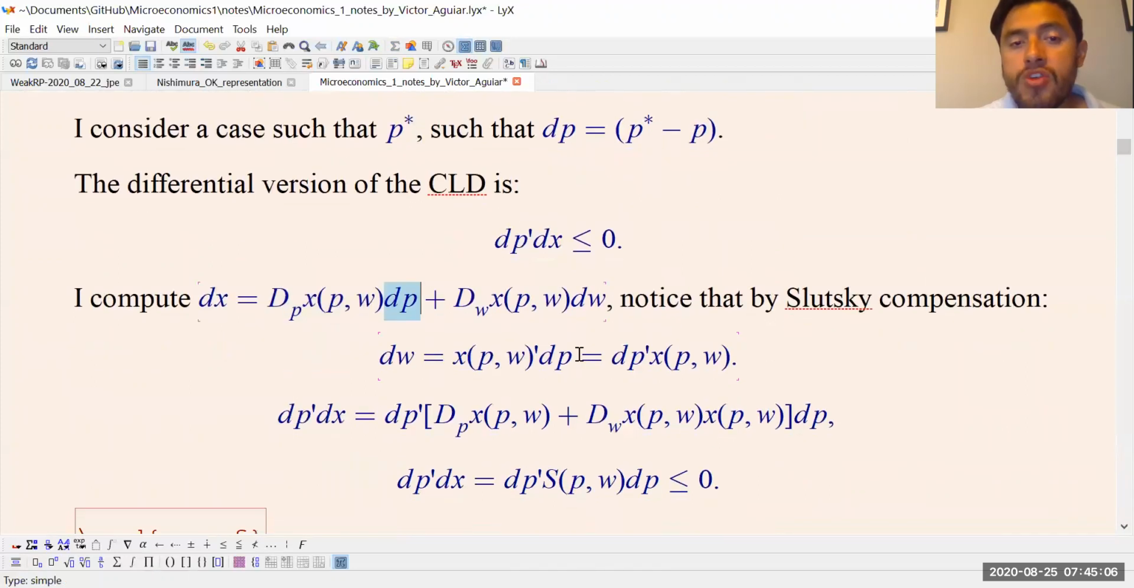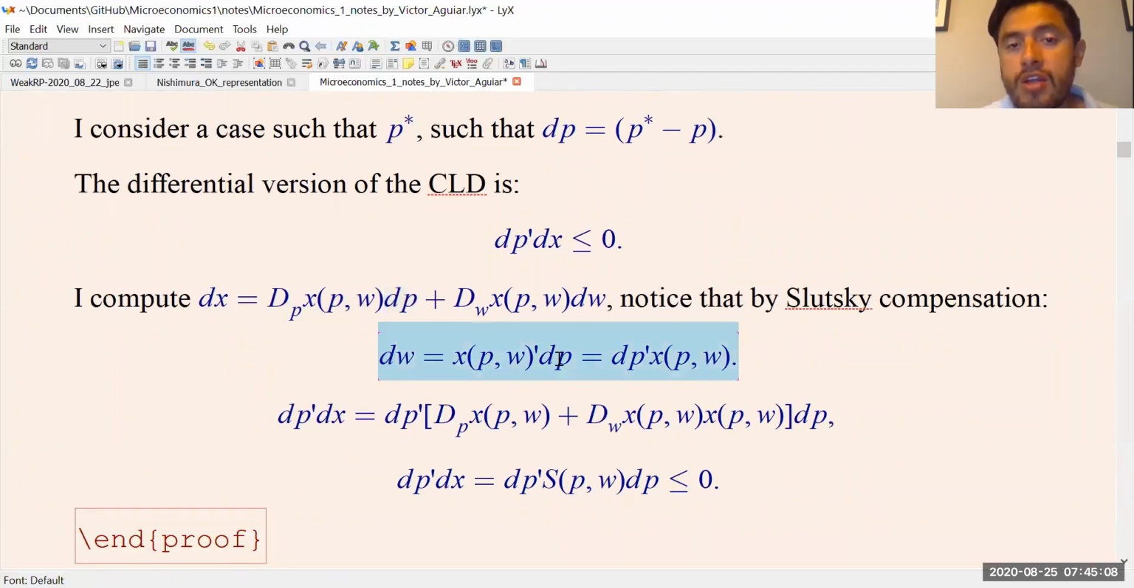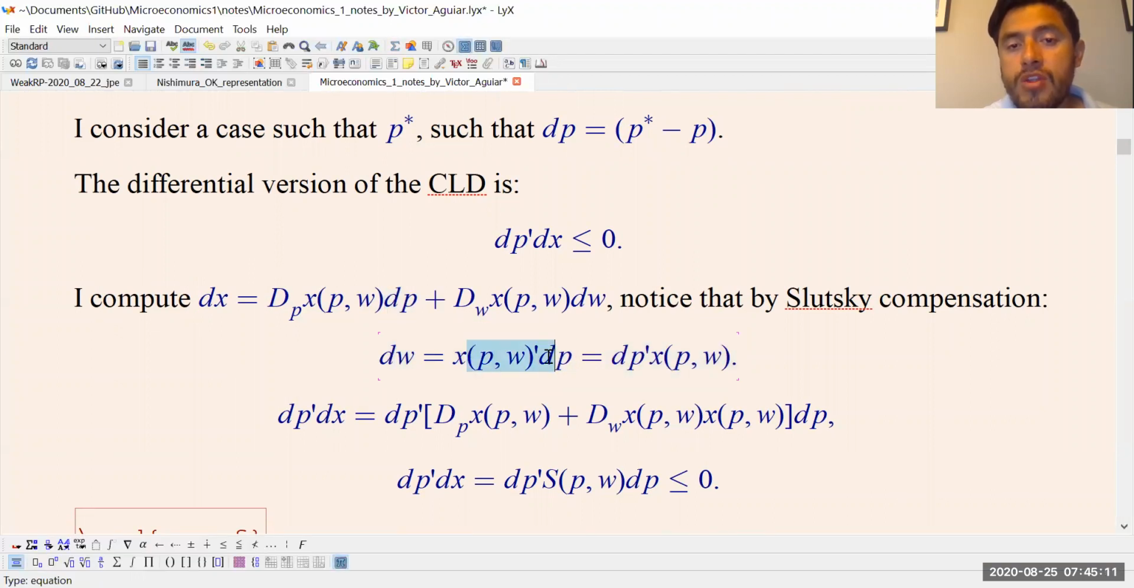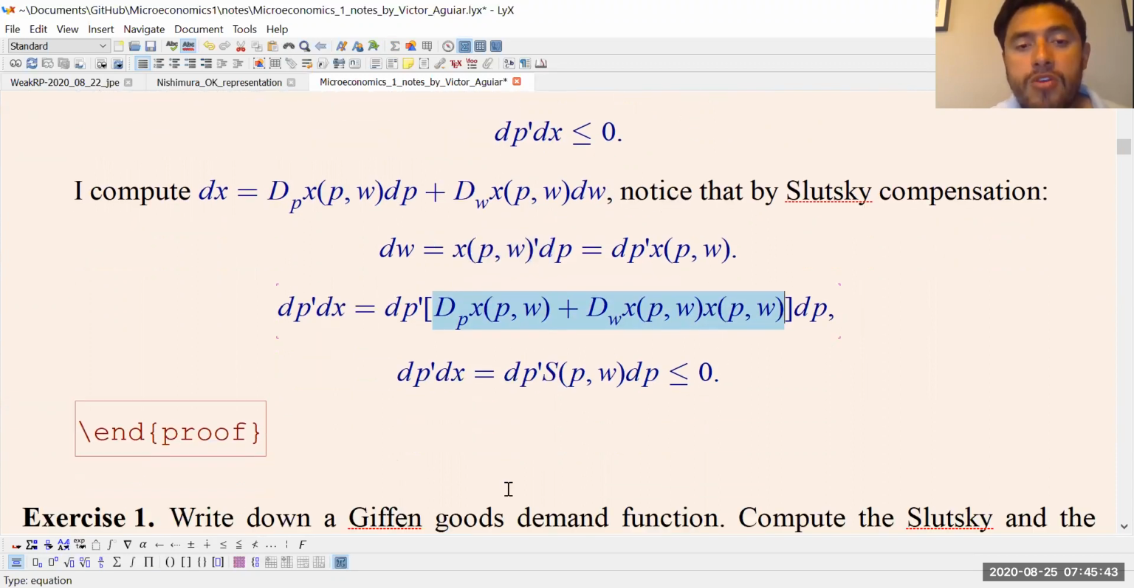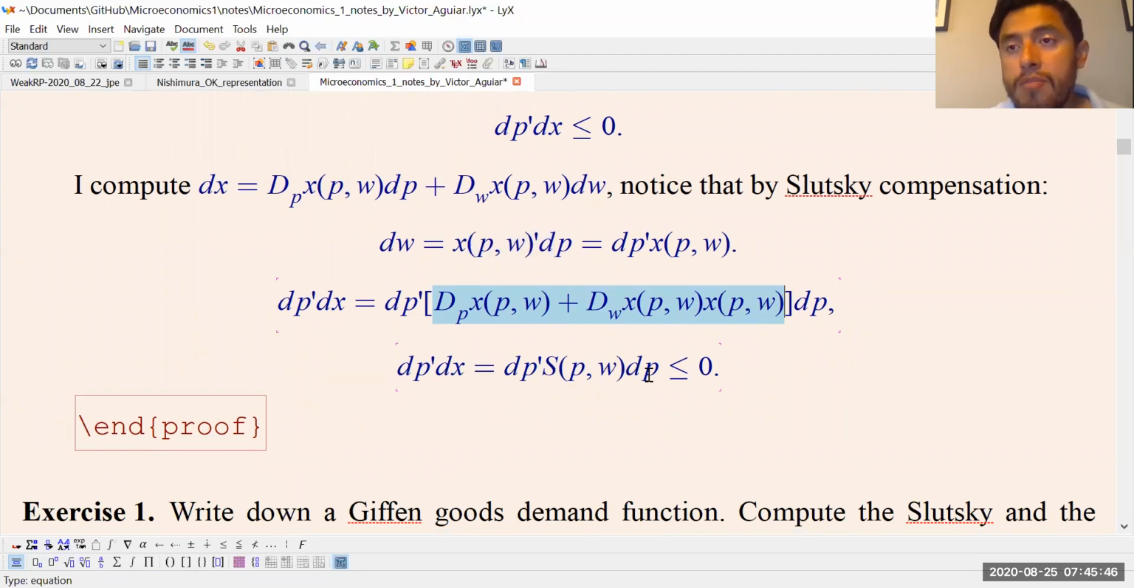By Slutsky compensation, I know that the change in income has to be such that, after the change in prices, the consumer can still afford the original bundle. So that means dp times x is equal to dw. I'm just transposing a scalar, so this is equivalent. And then finally, dp times dx is equal to dp times the total differential of dx. So I just replace this here and I obtain this expression. I multiply the dp inside, and then you will recognize that this object here is the Slutsky matrix. So now I'm telling you that dp times dx is equal to dp times S times dp, and this is less than or equal to 0.